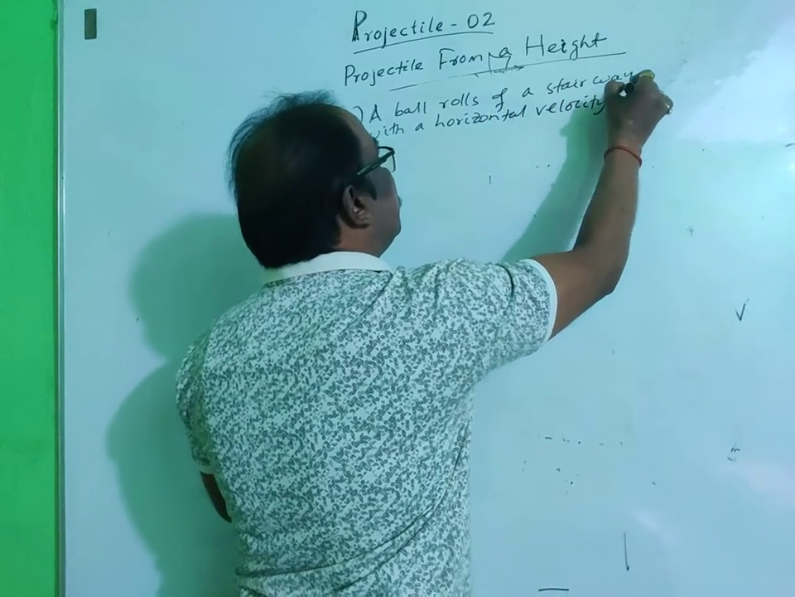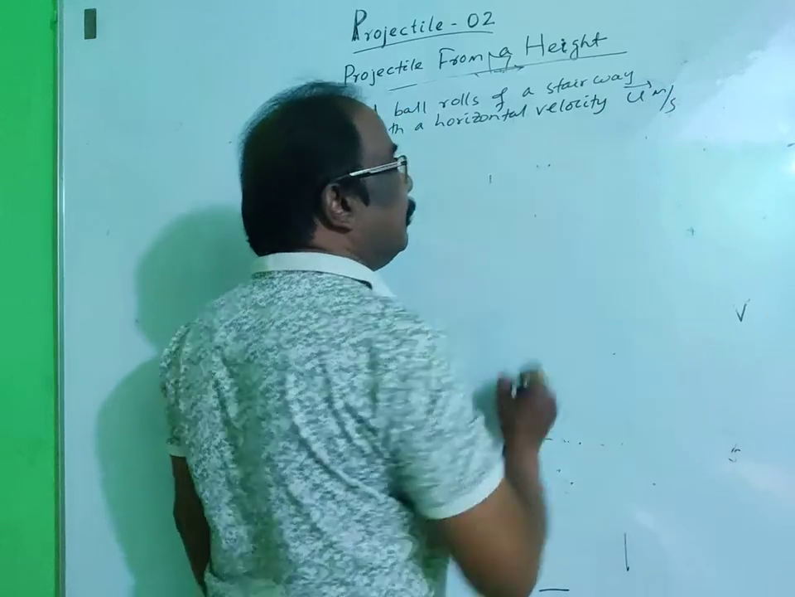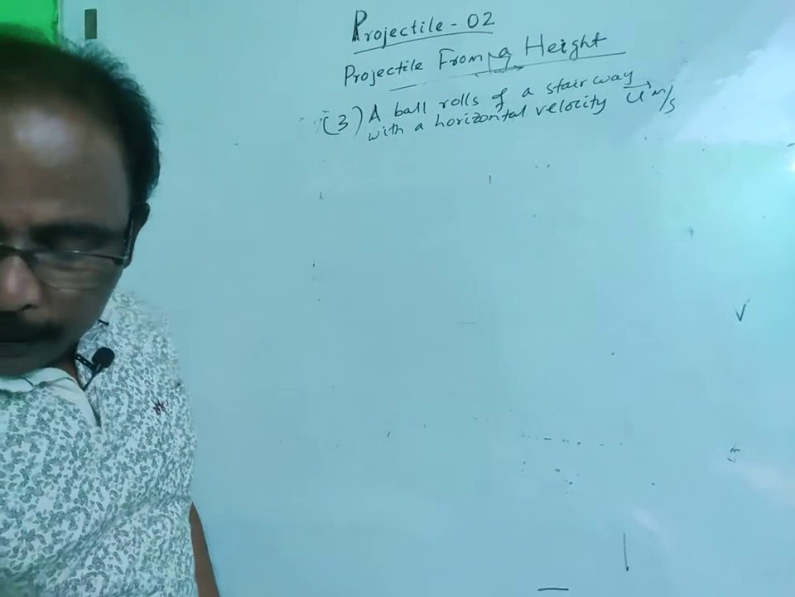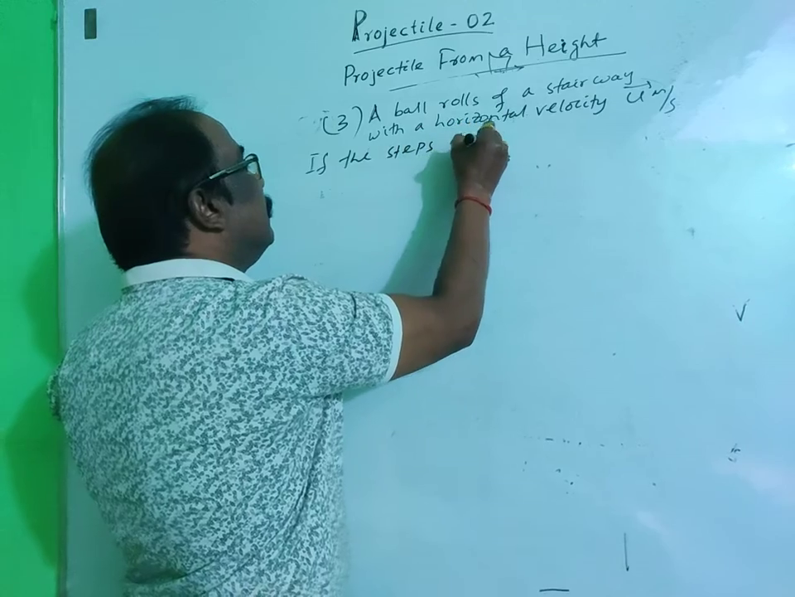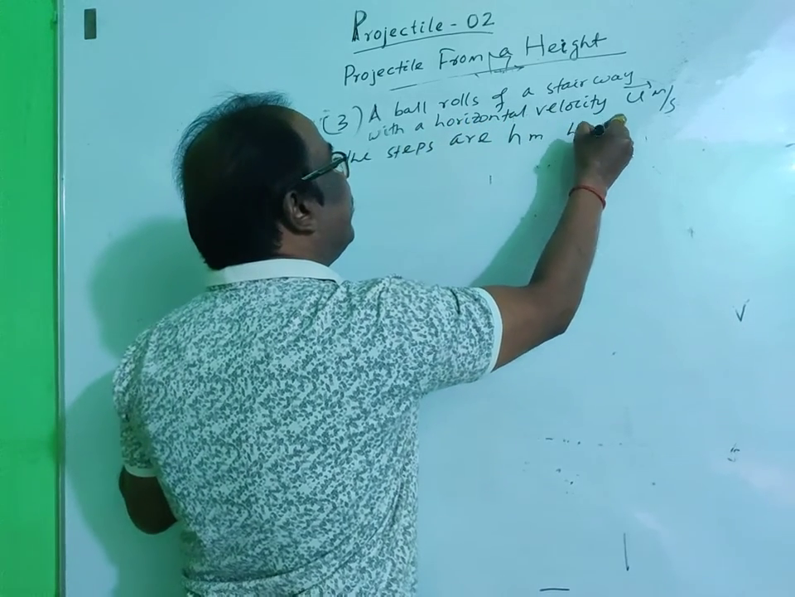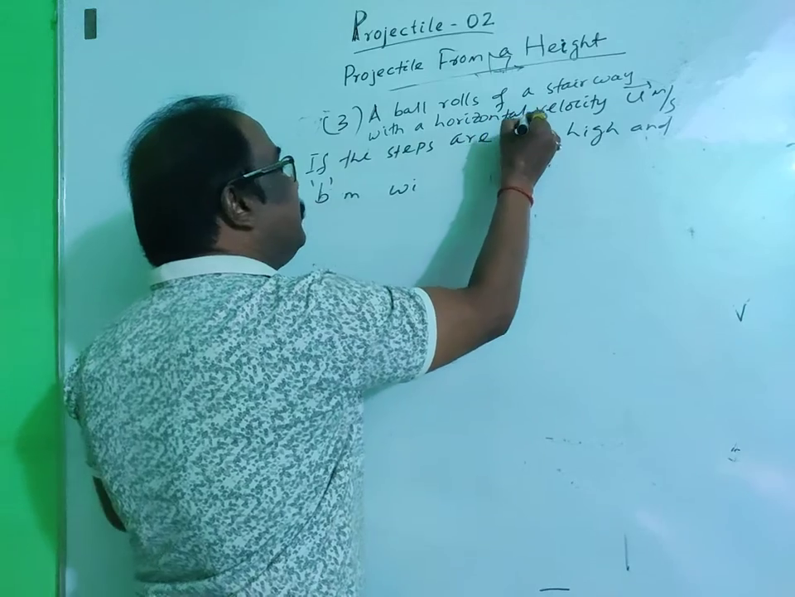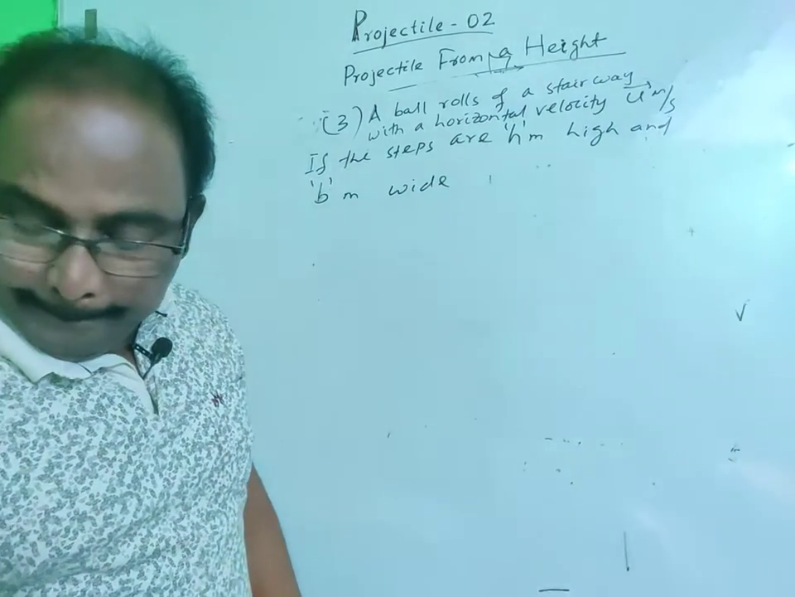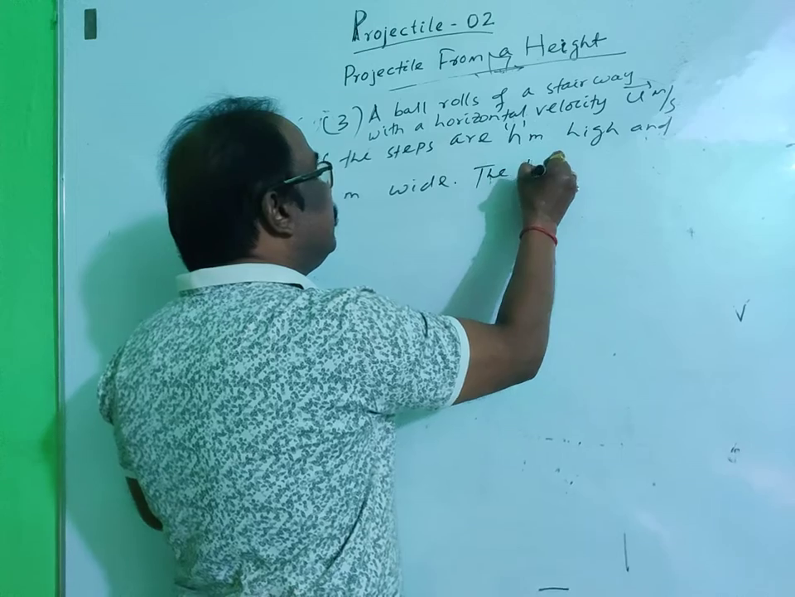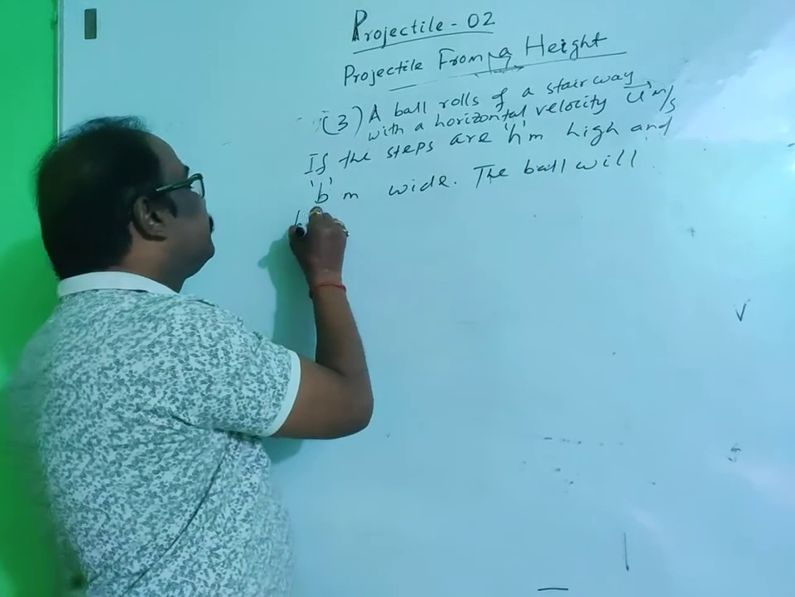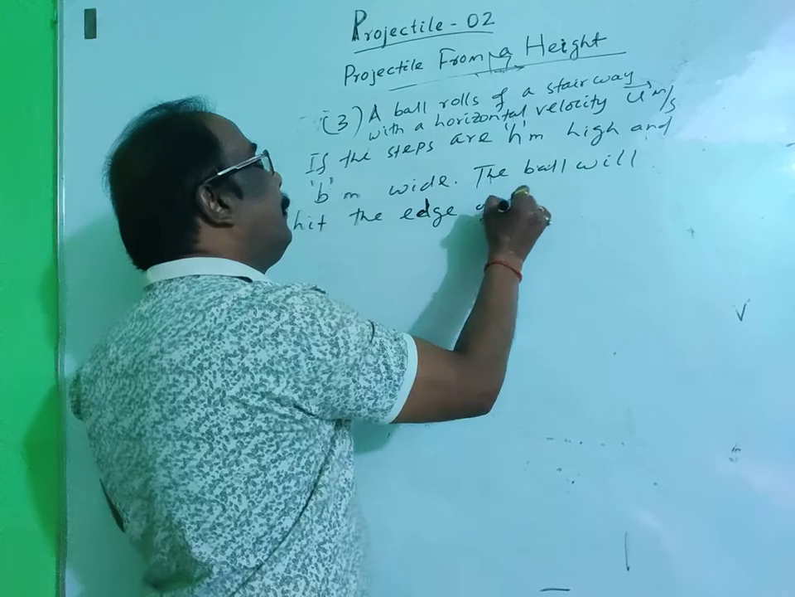With a horizontal velocity u meter per second. If the steps are h meter high and b meter wide, the ball will hit the edge of nth step.